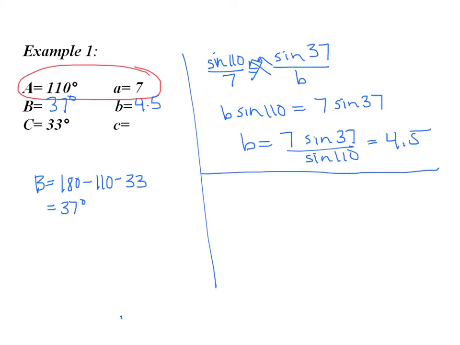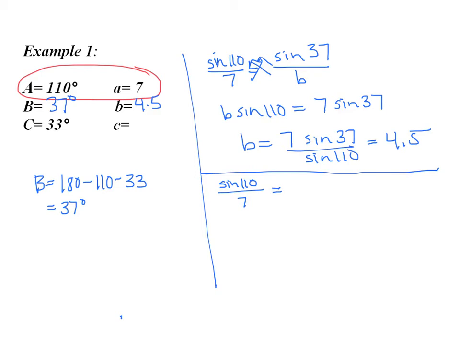Now, some people might say, well, now we can just use the Pythagorean theorem because we have two sides. The Pythagorean theorem is not going to work in this case because it's not a right triangle. So again, you have to go back and use the law of sines. So I'm still going to use the sine of 110 over 7.